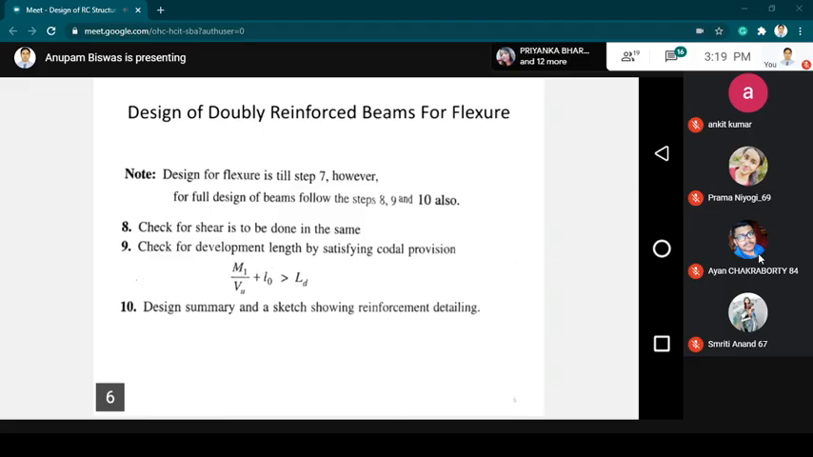And the final step is to sketch the various reinforcement and final cross section that we have designed. So we have to draw the L section and cross section of the beam that we have obtained after designing.